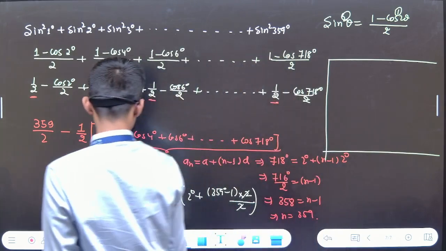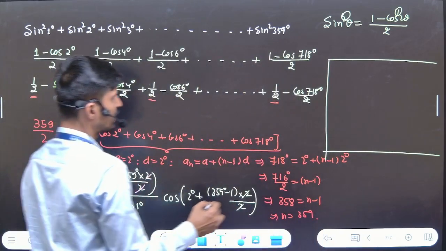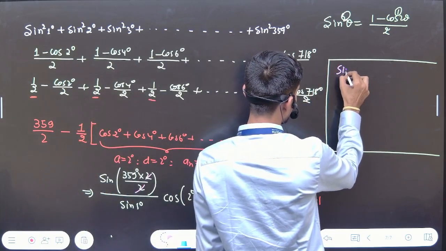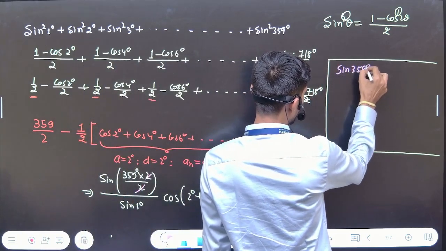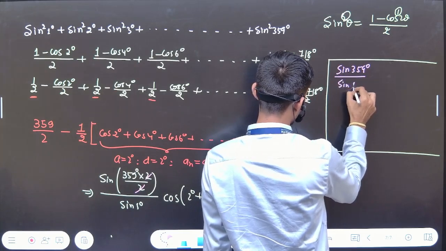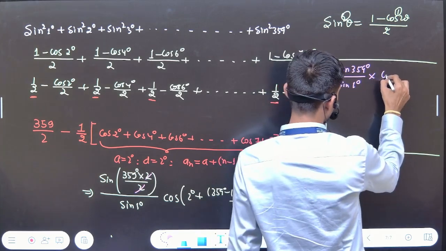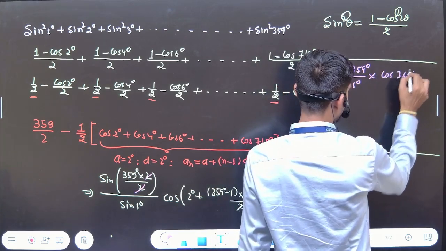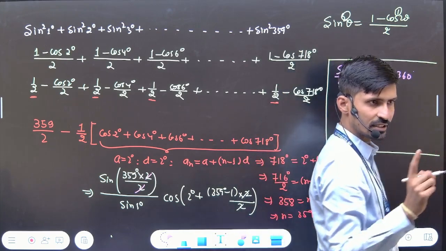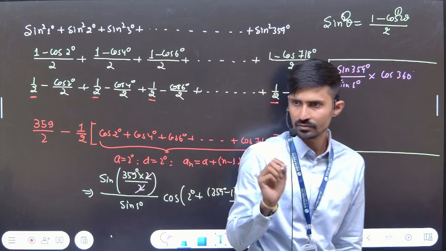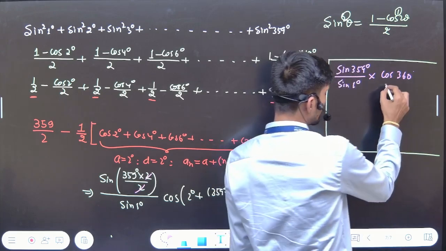2 cancel here. Sine 359 degree upon sine 1 degree into cos 360 degree. So what is cos 360? 360 means 0 degree. So this will become 1.